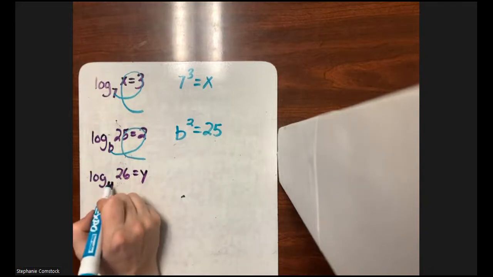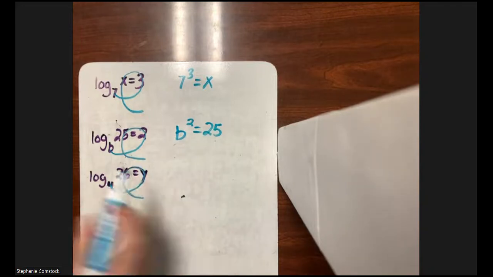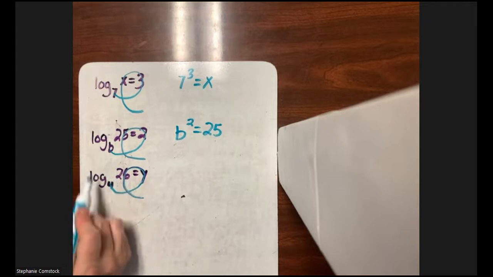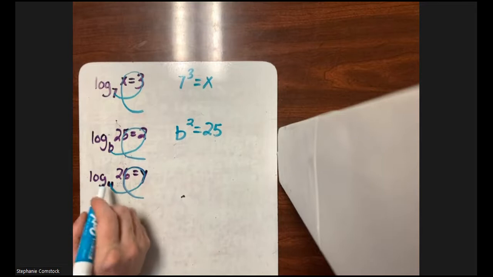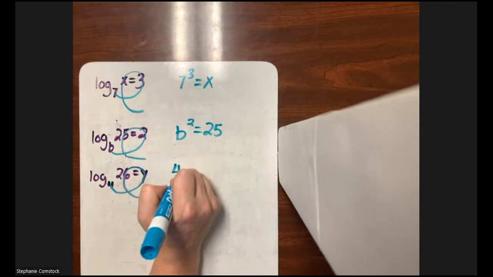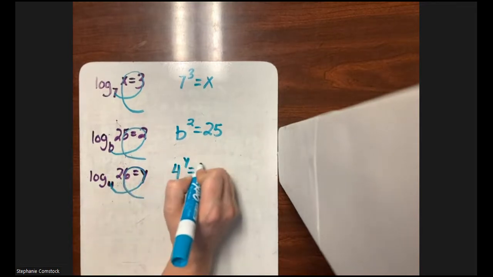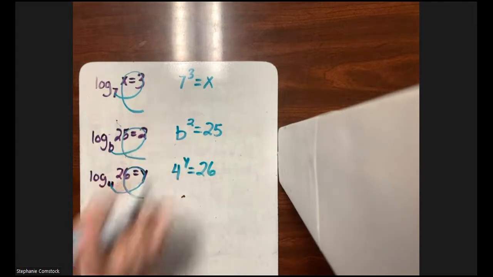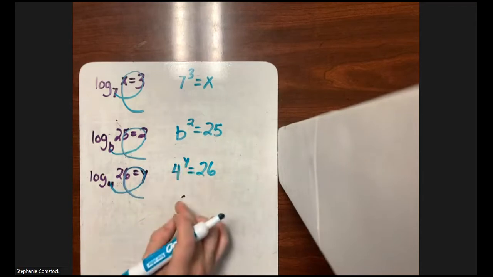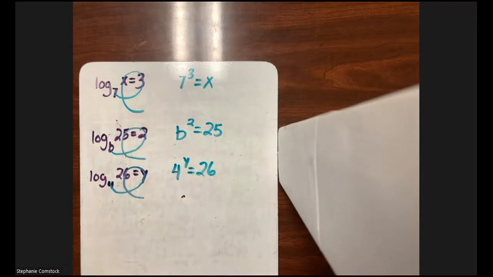And again, I'm going to do my loop-de-loop. Notice in all of these, I am keeping my log written first and then my equal sign and what's going over. It just makes that E-loop a little bit easier. So I have 4 to the y equals 26. Now, this is not as straightforward because 4 doesn't have a clean power that goes to 26, but we could still start to try and work with that.